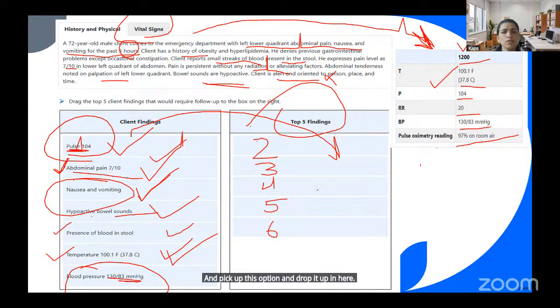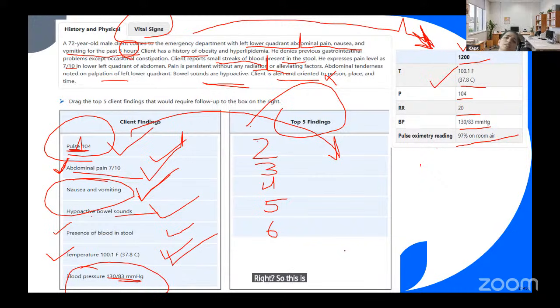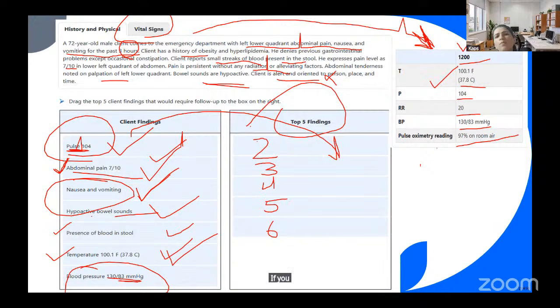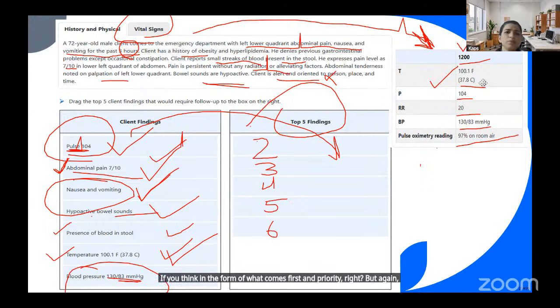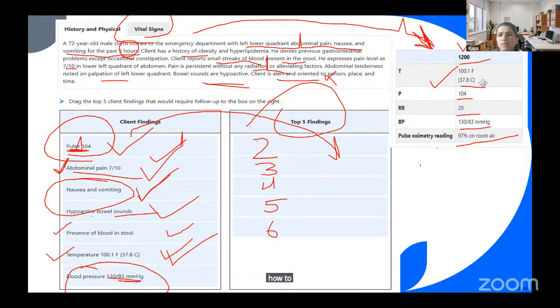So the actual full statement needs to be here as well, right? So this is how you do this type of question. For me, it's again one of the easy questions, not that difficult, if you think in the form of what comes first and priority, right? But again, it requires a lot of practice. The more questions that come along the way, the more you practice, the more you understand how to handle these types of questions in your NCLEX.